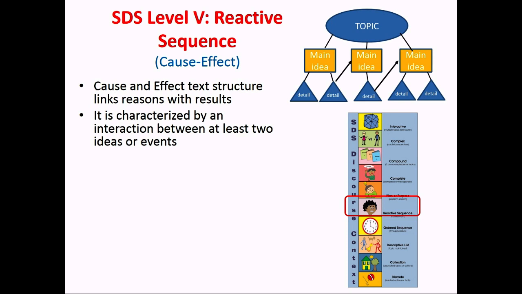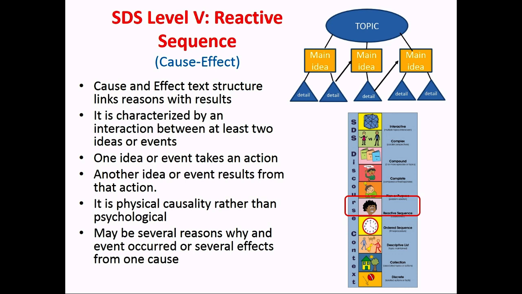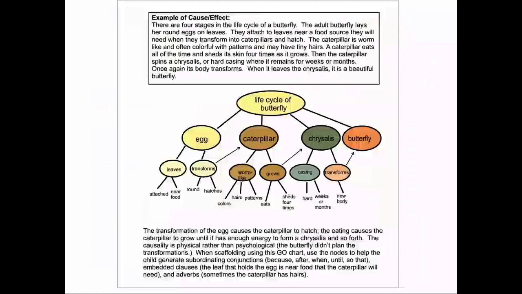So it links reasons with results, has to have an interaction between at least two ideas or events, takes on the action and other results from the action. As we said, it's physical causality rather than psychological. Nobody planned it. And there may be several reasons why an event occurred or several effects from one cause. And so again, we'll have layers of details. All right, so let's look at an example of one of these.